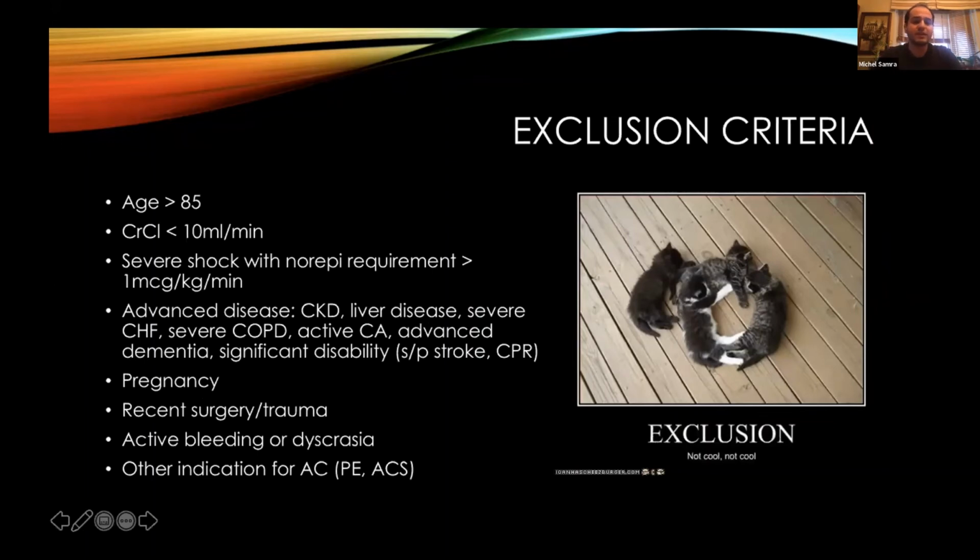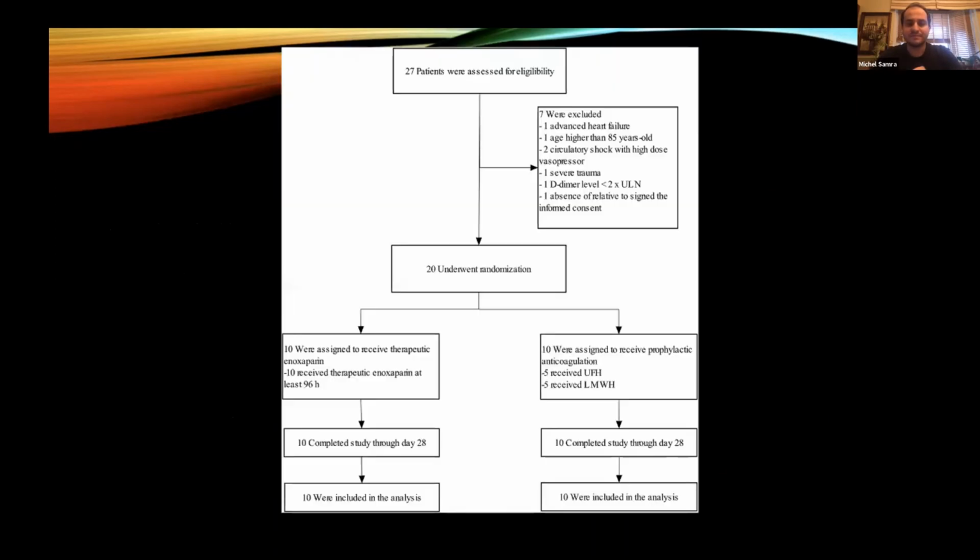There was also liver disease, severe heart failure, severe COPD, dementia, etc. No pregnant patients, and no patients who were considered surgical or trauma patients. And obviously, they didn't include any patients who had other indications for getting anticoagulation, such as PE or ACS.